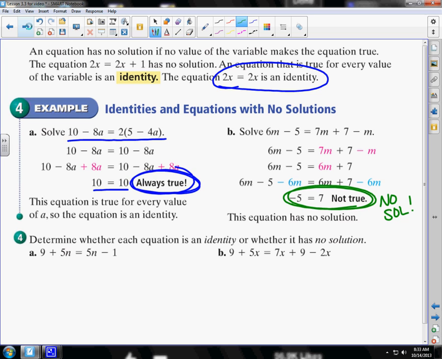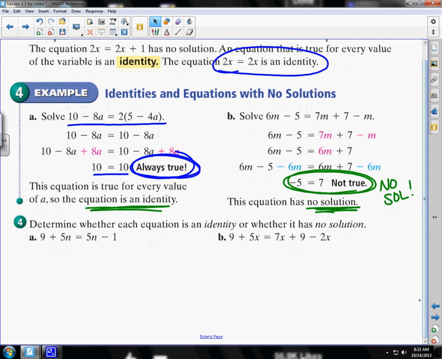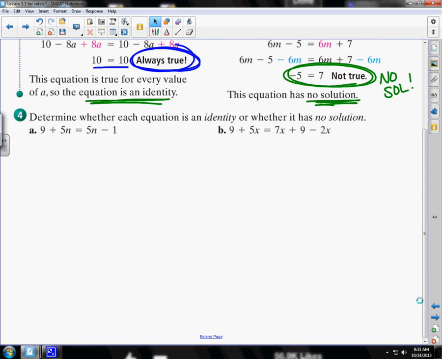So this one says this equation is true for every value of a, so the equation is an identity. This equation has no solution. So let's try these two. Try these in your notebook and then we'll go over them.